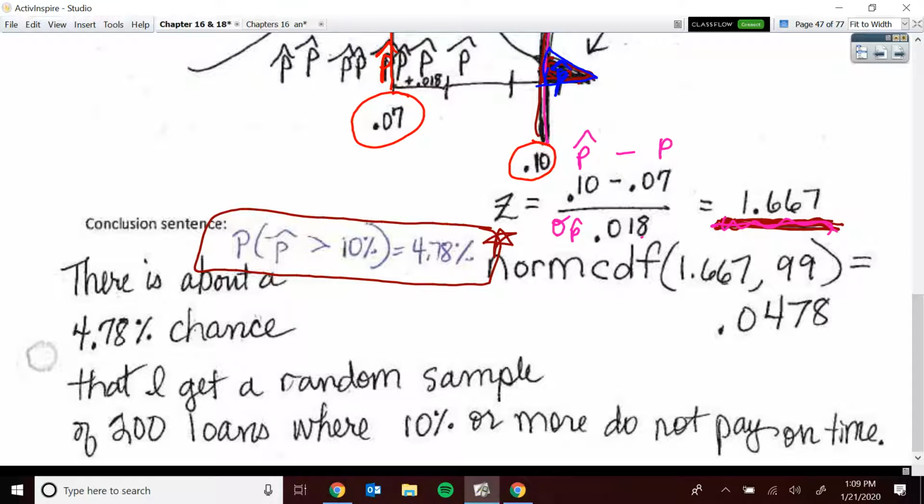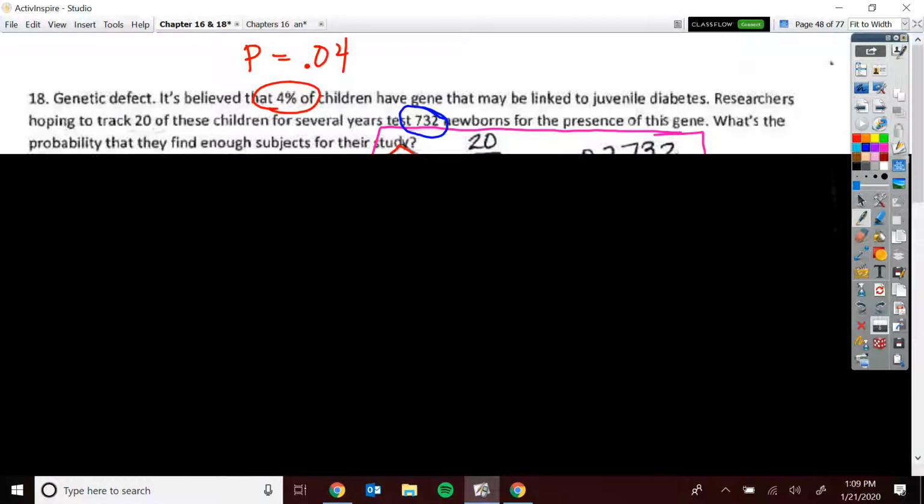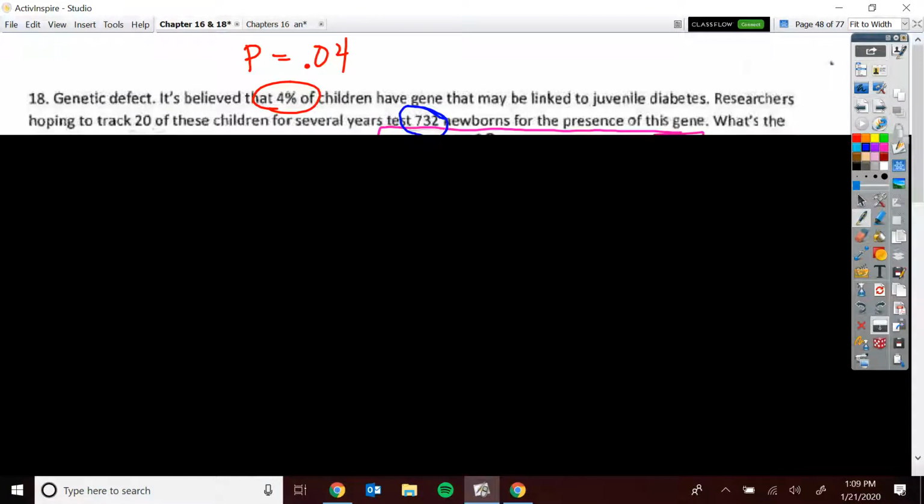All right, so I hope that was good enough to kind of get the ball rolling. And so this next one, the typical place that we struggled was identifying what the p-hat was. So let's talk about this. I love this problem. They truly do this when they're going to do medical experiments. So this was a problem where they said, we know about 4% of newborn babies are going to have this particular gene that we need to analyze.